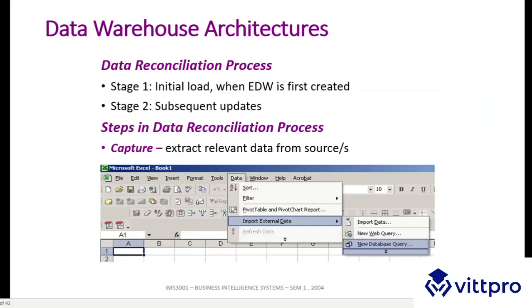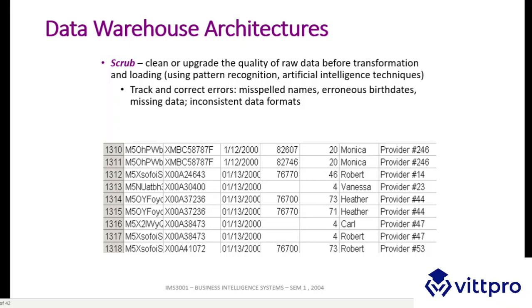Okay, so that is just an Excel example. So initial load when the file was created and subsequent update. The steps in the data reconciliation process: when you want to import the file, you can say add data, go to import external data, and then new database query. So this is how you can put it into Excel. And then you will normally be required to check if there's any missing data, right?